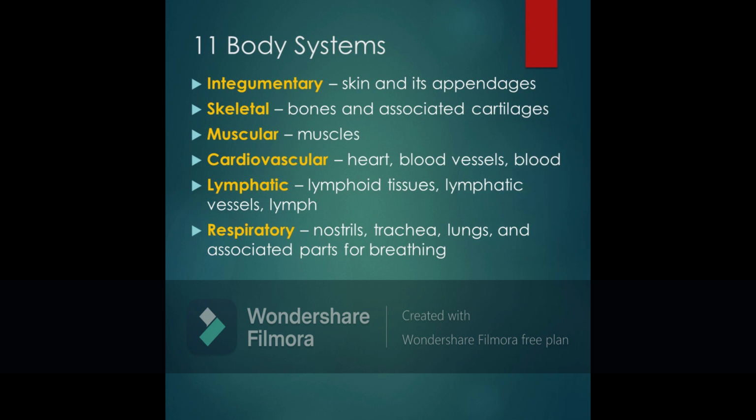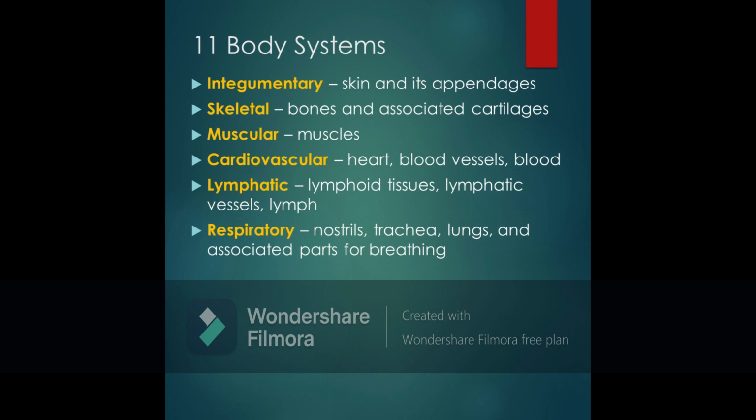There are 11 organ systems that make up a living organism. The integumentary system, which is composed of the skin and associated structures like the hairs, feathers, claws, hooves, and glands. The skeletal system, which is composed of bones, cartilages, and joints. The muscular system, which is composed of the muscles. The cardiovascular system, or the circulatory system, which is composed of the heart, blood vessels, and blood.